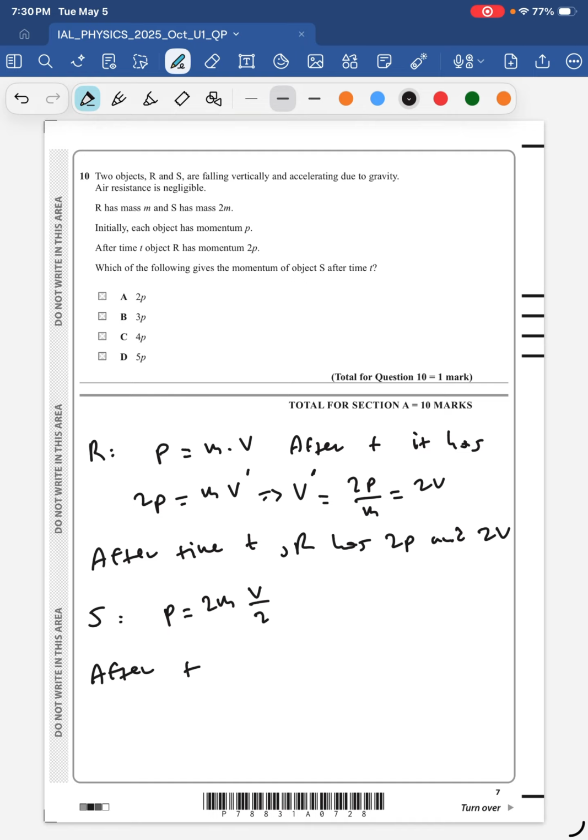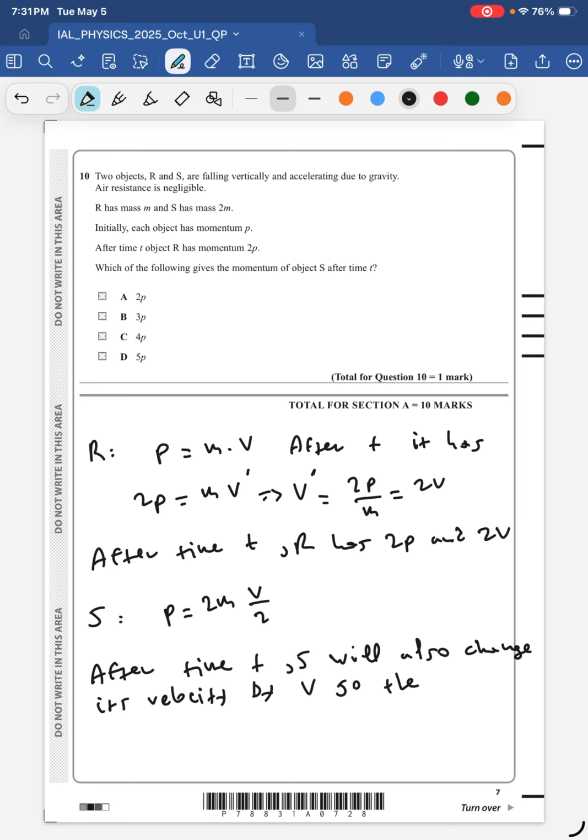After time t, S will also change its velocity by v, because both fall in the gravitational field. And remember, when something falls in the gravitational field, its final velocity does not depend on its mass. So if they start with the same momentum and they spend the same time t in the gravitational field, they will both increase their velocity by v, okay?